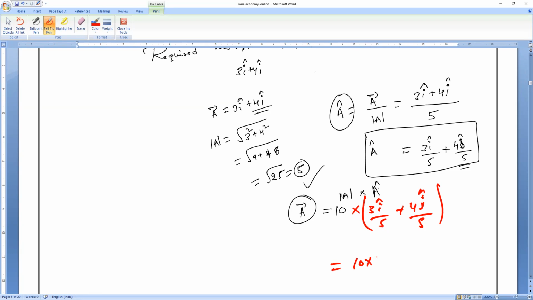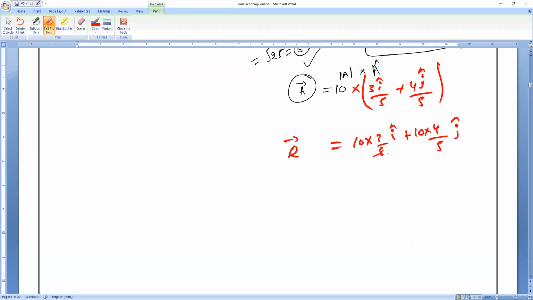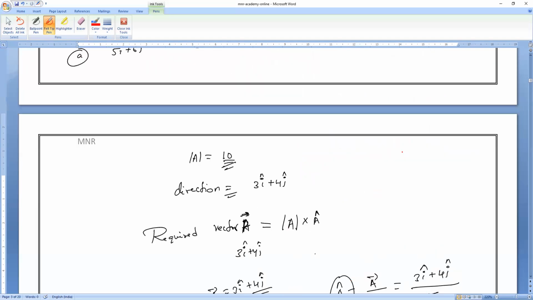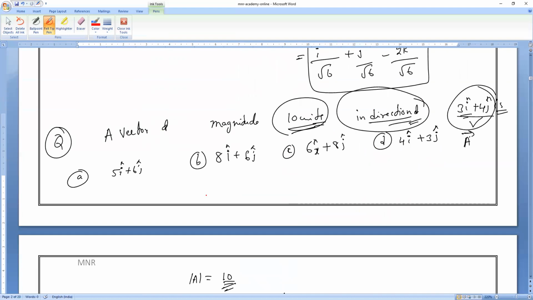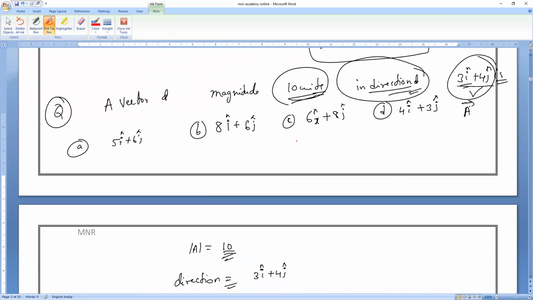So this will come 10 into 3 by 5 i cap plus 10 into 4 by 5 j cap. So what is the required vector? 5 ones are 5, 5 twos are 10, which equals 6 i cap plus 8 j cap. So this is the required vector to maintain the magnitude of 10. So what is the answer? 6 i cap plus 8 j cap, option C.